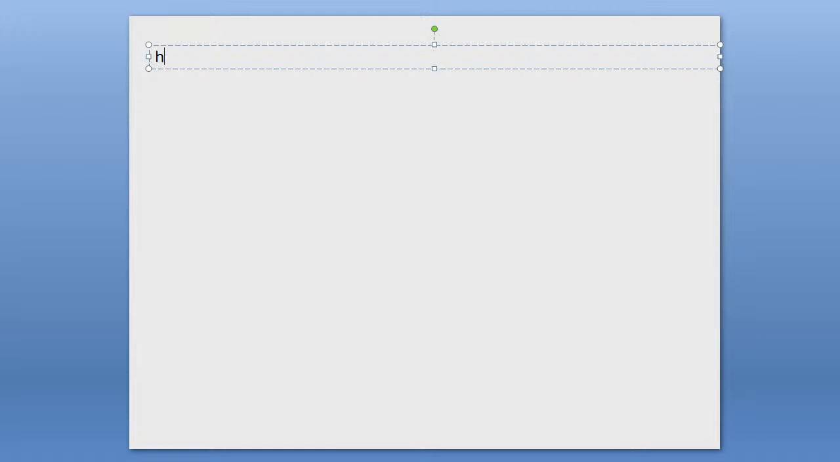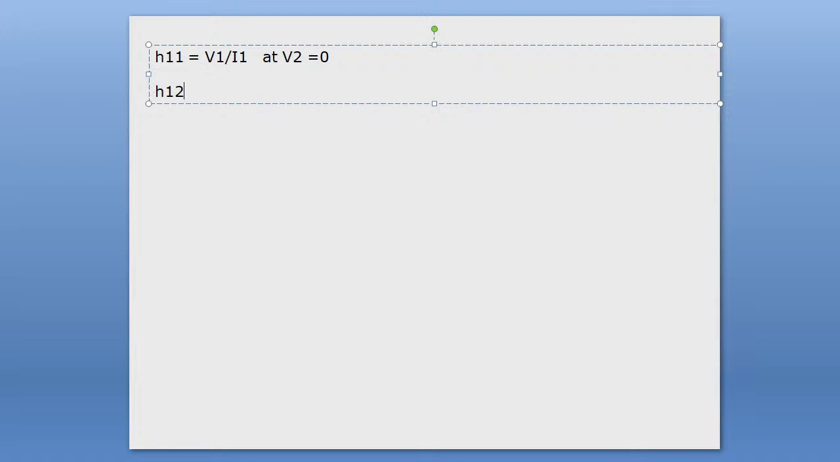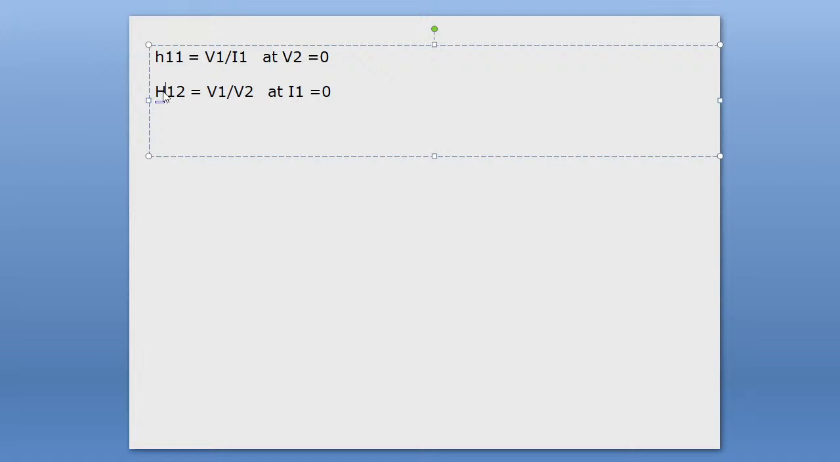So H11 we can write H11 equal to V1 by I1 at V2 equal to 0. That means output port is short circuited, and H12 equal to, you just compare your expression with this expression. H12 equal to V1 by V2 at I1 equal to 0. That means input port is open circuited. Okay, you write H12.